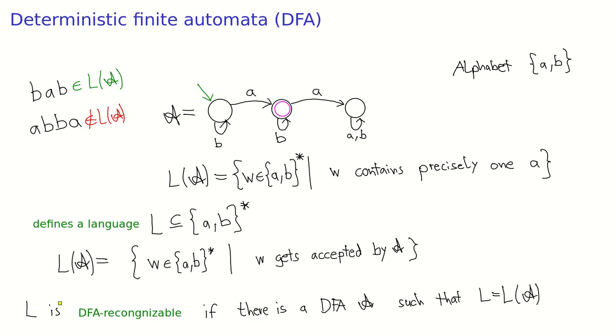Okay, so I'm running almost out of space. L is DFA recognizable if there is a DFA called A such that L is the language recognized by this DFA. So this is an example for a recognizable language: the strings containing only A's and B's which contain precisely one A. This is a recognizable language.